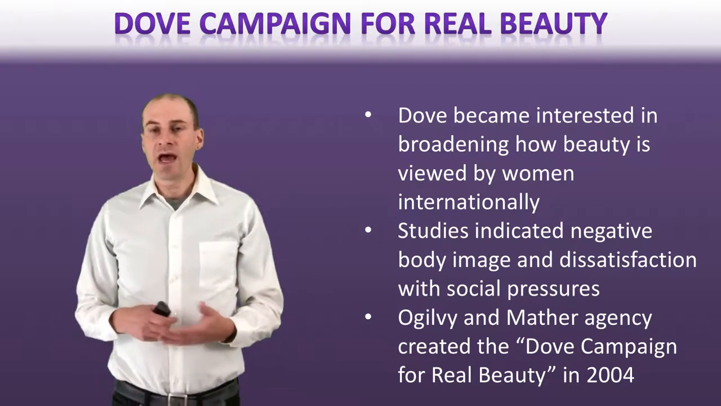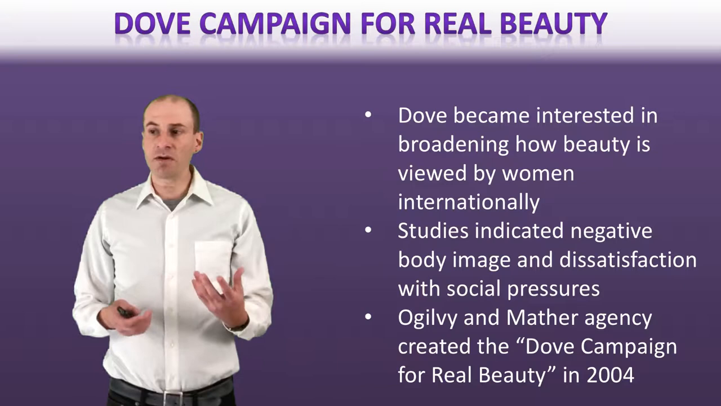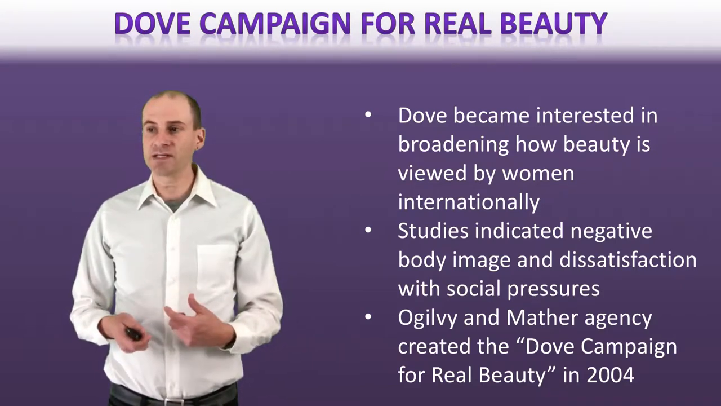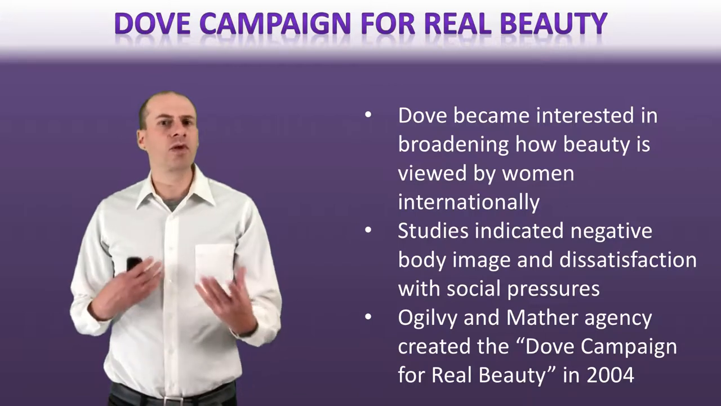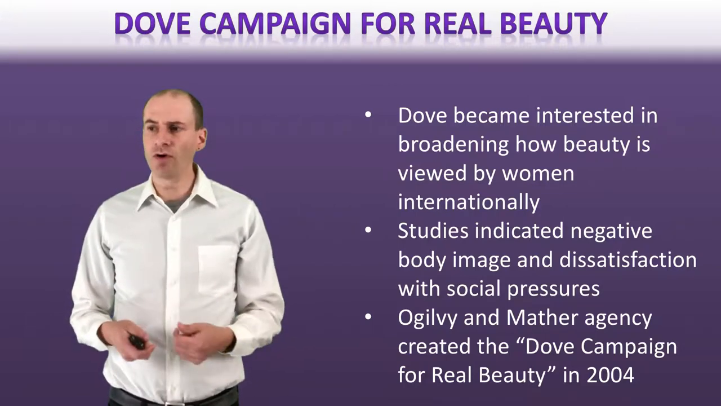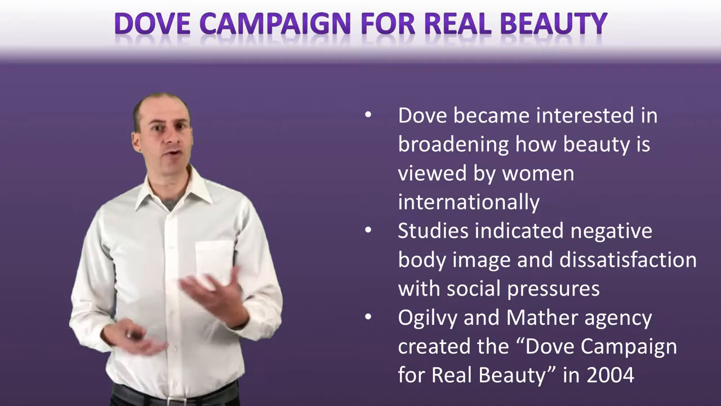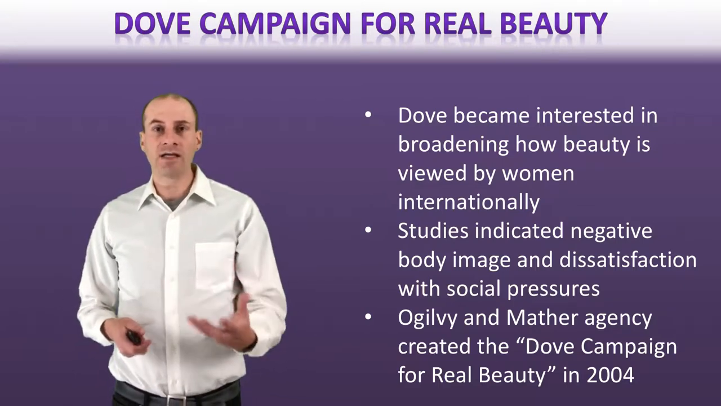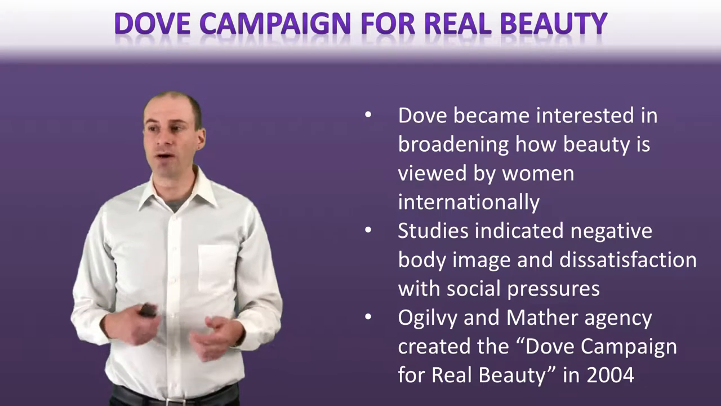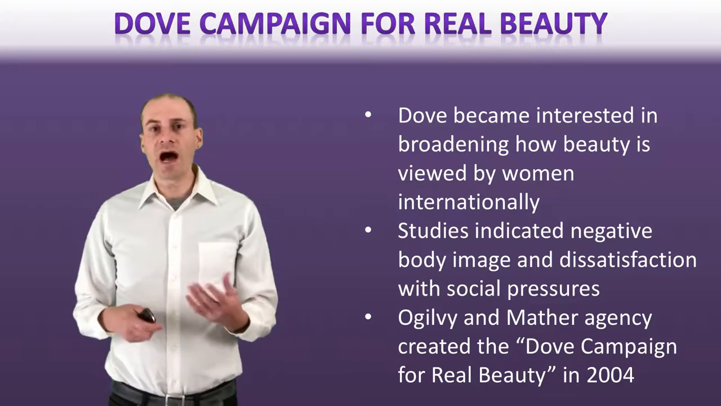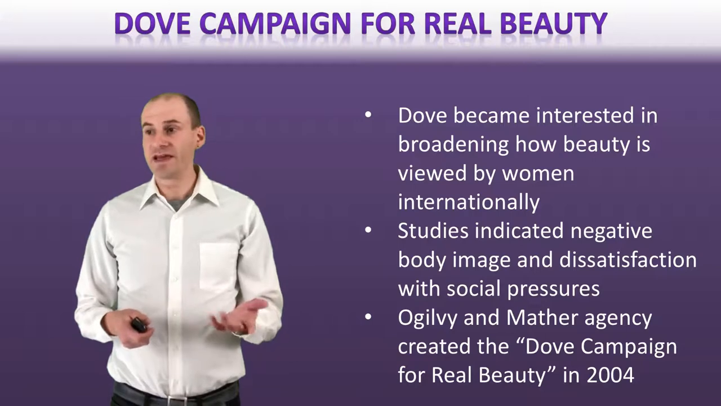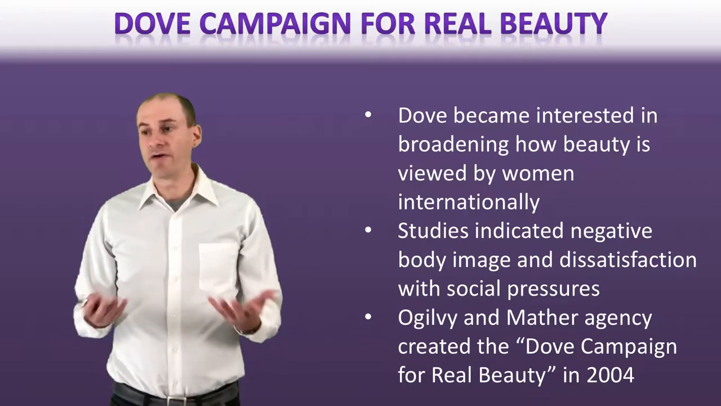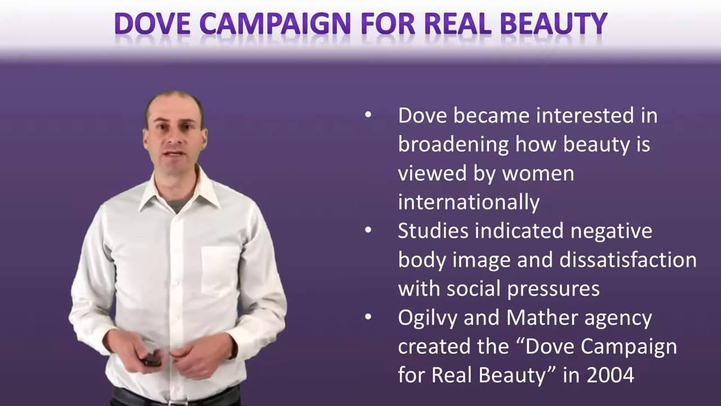target audience. What their research suggested was that there was a fair amount of negative body image expressed by women, a lack of willingness to see oneself as being beautiful, and also some anger and dissatisfaction at social pressures to be beautiful in certain ways. Sometimes that was directed towards companies as well. So they hired an agency, Ogilvy and Mather, who worked with them to create the Dove campaign for Real Beauty, which launched in 2004.